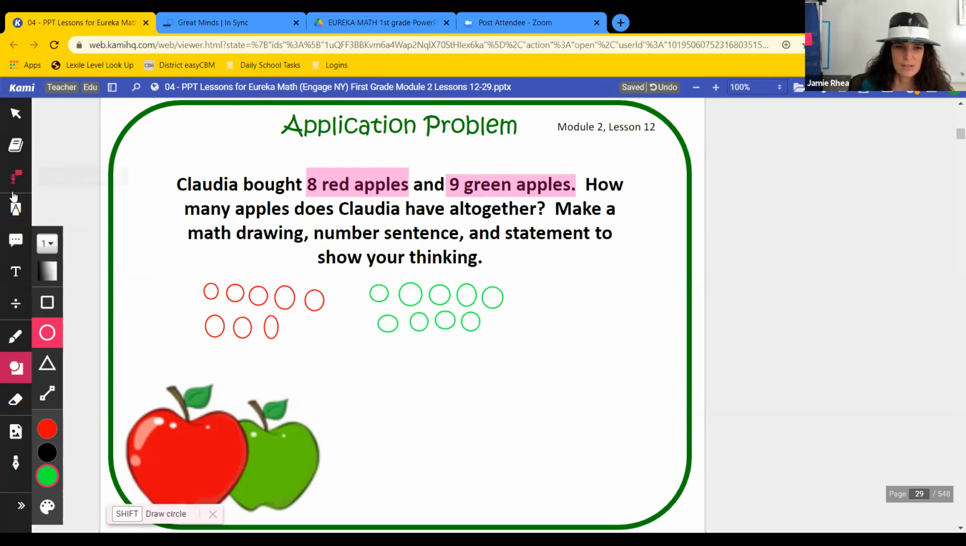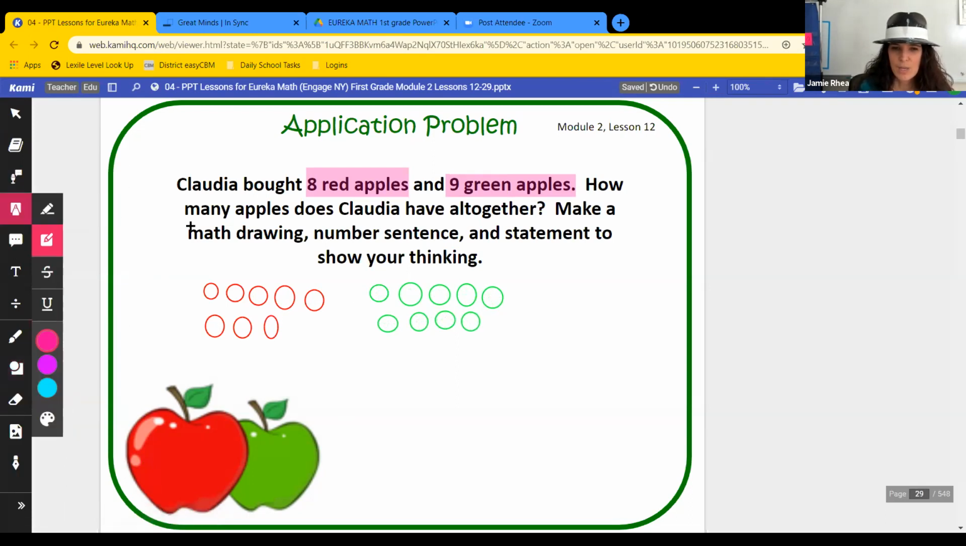Okay, now let's look for any more clues. How many apples does Claudia have all together? You know what? That's our question. I'm going to underline that because that's what we have to answer. That's our statement right there that we have to answer. Okay, so we don't have any more clues that we need, but now we've got to solve.